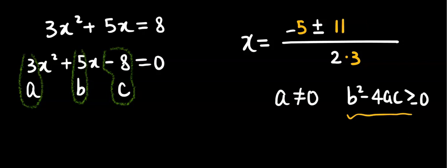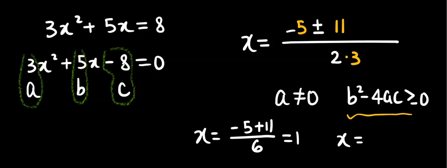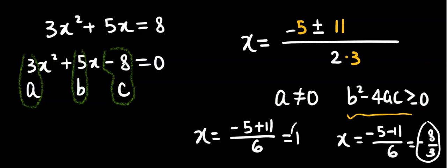Which means we have two situations. x is negative 5 plus 11 over 6. This gives us x is 1. We have another situation, where x is negative 5 minus 11 over 6. That gives us, when we simplify, negative 8 over 3.